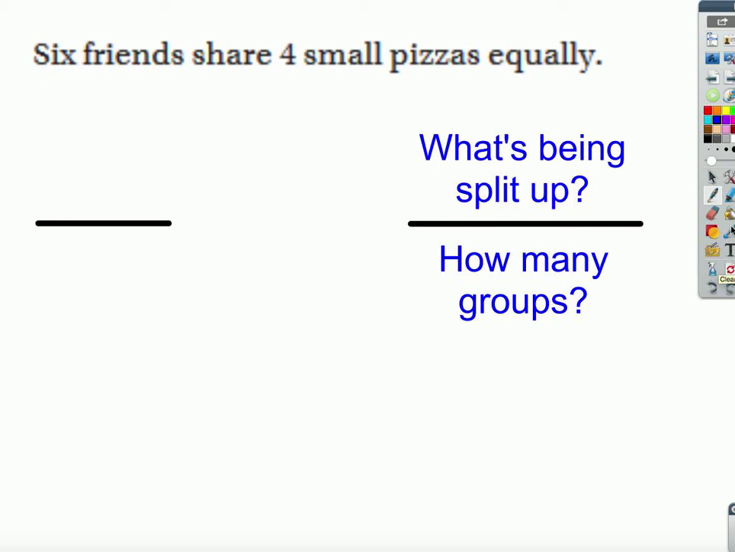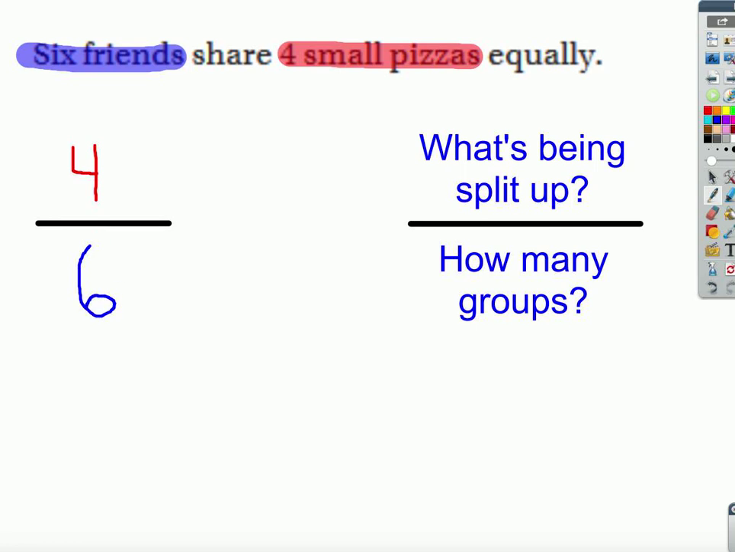6 friends share 4 small pizzas equally. Alright, so what's getting split up? Well, in this case, it's the 4 small pizzas. Okay, so we put that one on top. How many groups are we going to split those pizzas into? Well, it looks like we're going to have 6 groups because there's 6 friends sharing it. So that goes on the bottom.